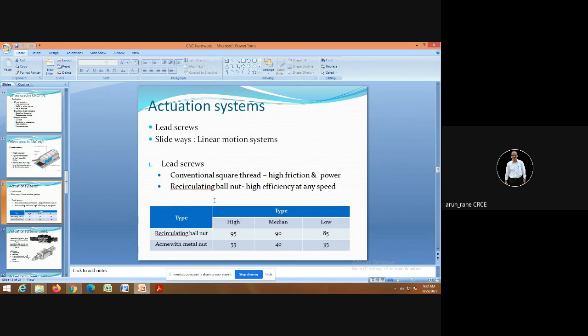And that's why we go for the recirculating ball nut. In the recirculating ball nut, the thread profile is circular. It's neither square nor Acme, but it's an arc. It's circular, and in between the screw and nut there are balls. So the friction is less, the efficiency is more, and power consumption is also less.